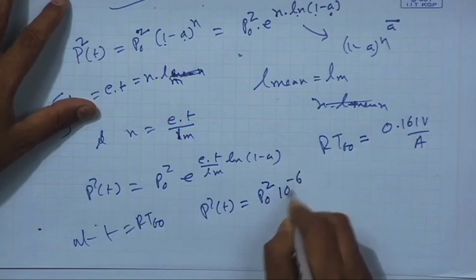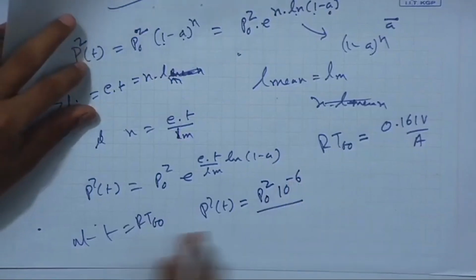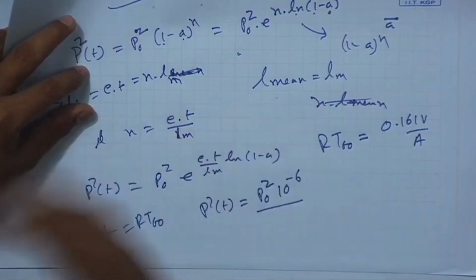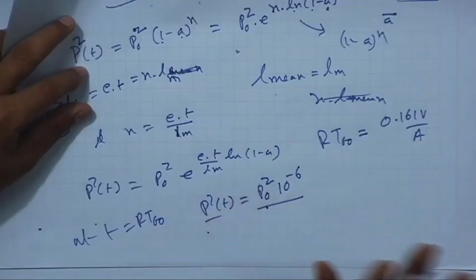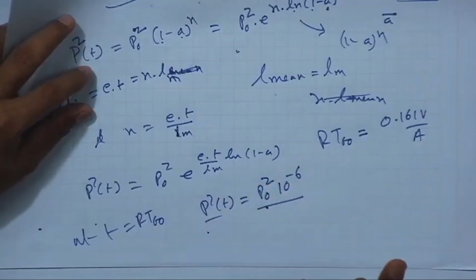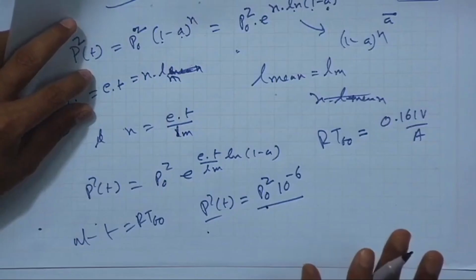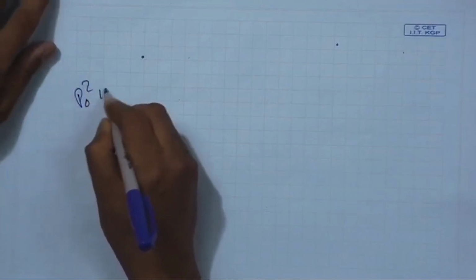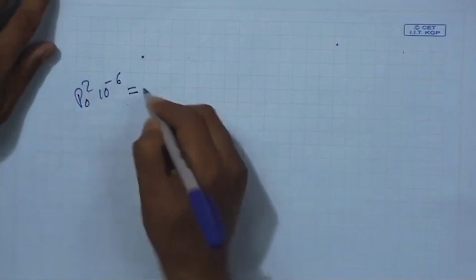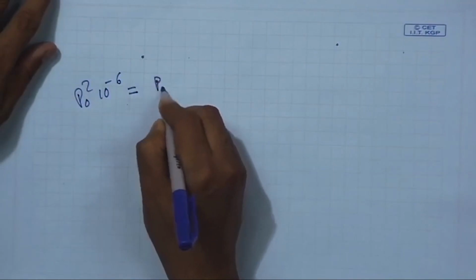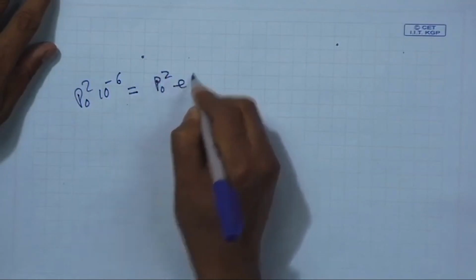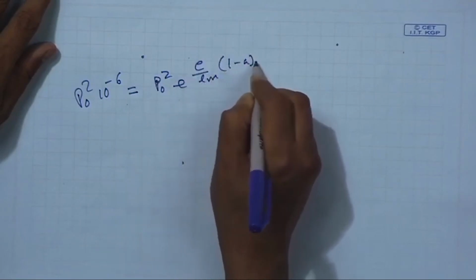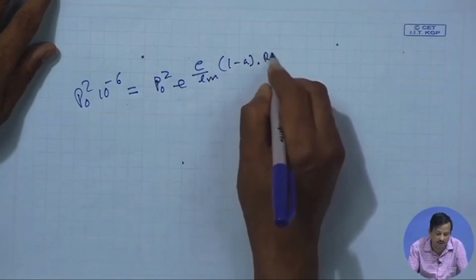into 10 to the power minus 6, that is, 60 dB down, 10 to the power minus 6 times down. P0 is the initial pressure; here there will be rho c on both sides, so I do not consider rho c. So, P0 squared into 10 to the power minus 6 is equal to, what is that? P0 squared e to the power c by Lm into 1 minus a into t, and t is nothing but RT60.